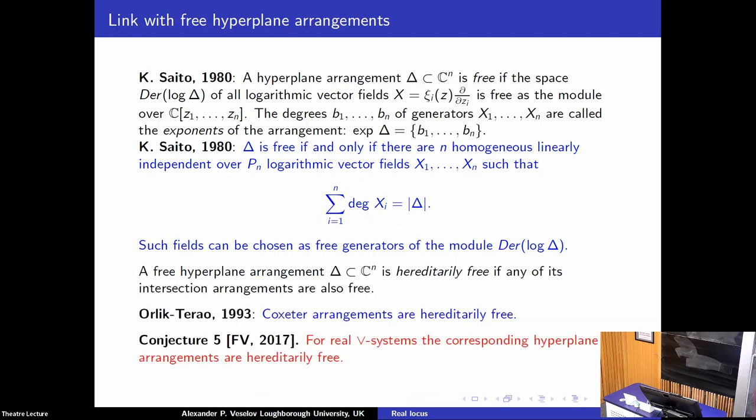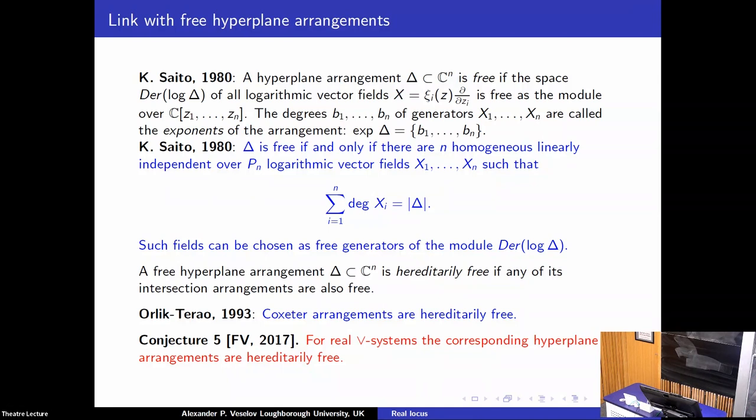So, link with freeness. Let me explain why we believe that there is a link here. This is a definition of the Saito property, being free, and this is the Saito criterion. A free hyperplane arrangement is hereditarily free if all its restriction arrangements are also free. And then there is a result of Orlik and Terao, which says that a Coxeter arrangement is not only free, which was known since Saito, but all its restrictions are free, right? Which is kind of non-trivial.